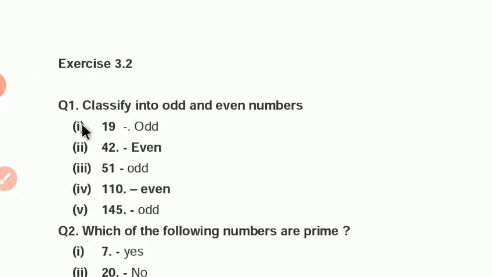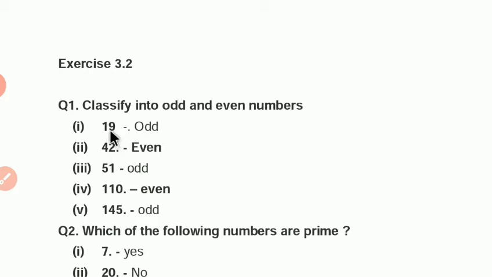Question number 1. Classify into odd and even numbers. We know that even numbers are multiples of 2, or the numbers ending with 0, 2, 4, 6 or 8 are known as even numbers. So let us see. First one is 19.